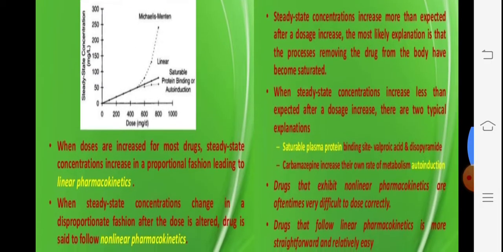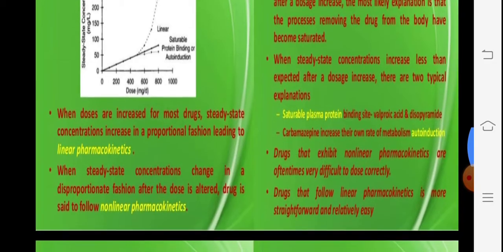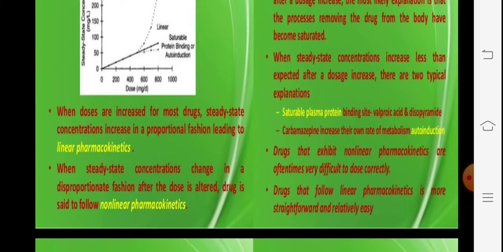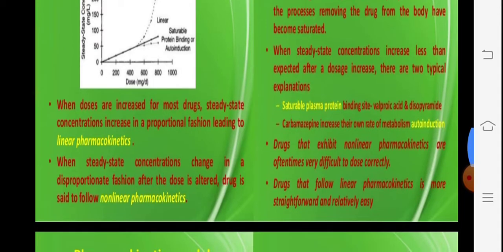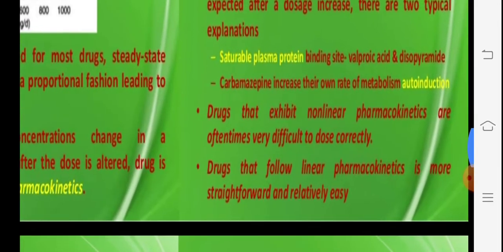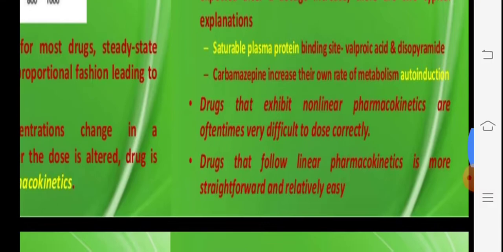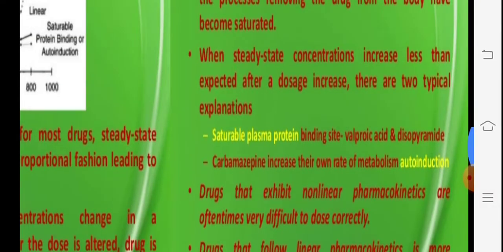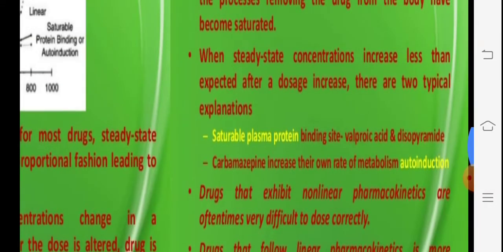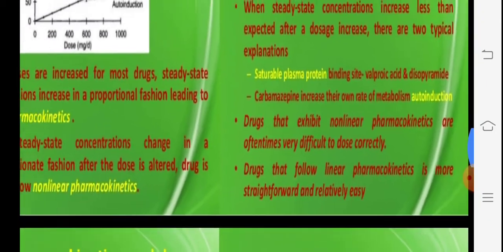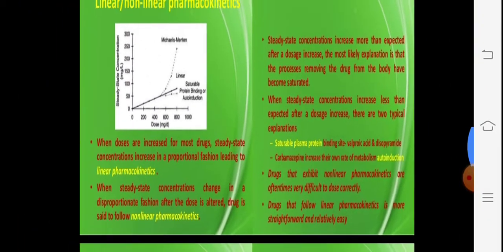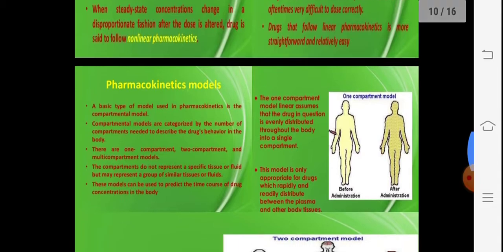So the steady state and the linear state are important, and therefore saturable plasma protein, that is the blood protein, is important, and it is called auto-induction, right? So auto-induction is an important part, so you remember this word also.